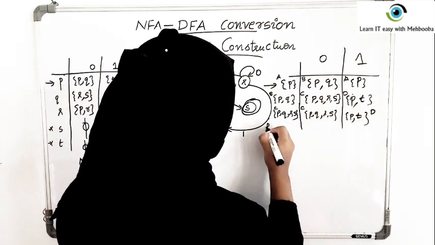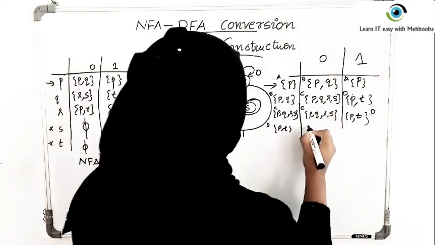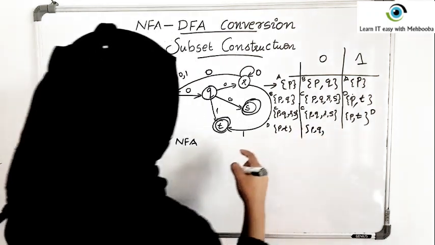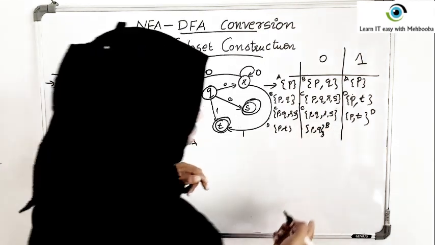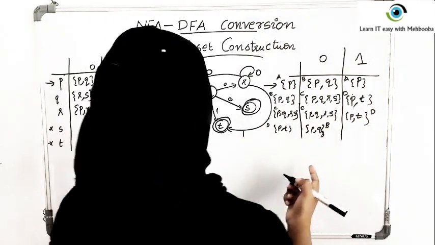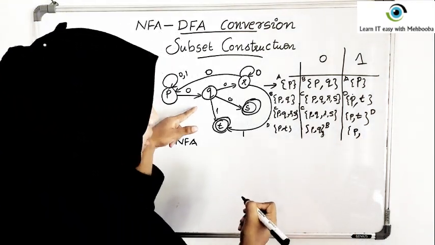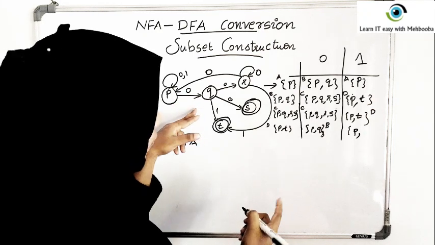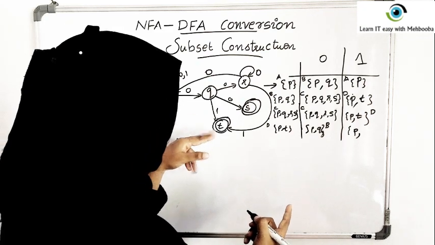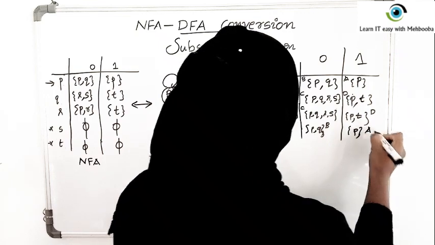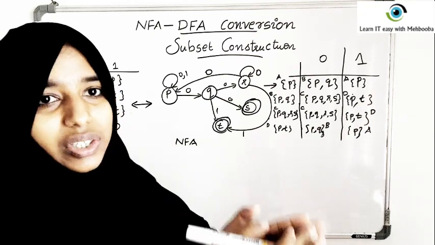Now we will take D, which is P comma T, and P on 0 gives you P, Q. T on 0 gives you nothing. So this is PQ, the same state B. Now PT on 1. P on 1 gives you P itself. T on 1 gives you nothing. So this is the same state A. So we have no more new states now. This is the transition table for our resultant DFA.